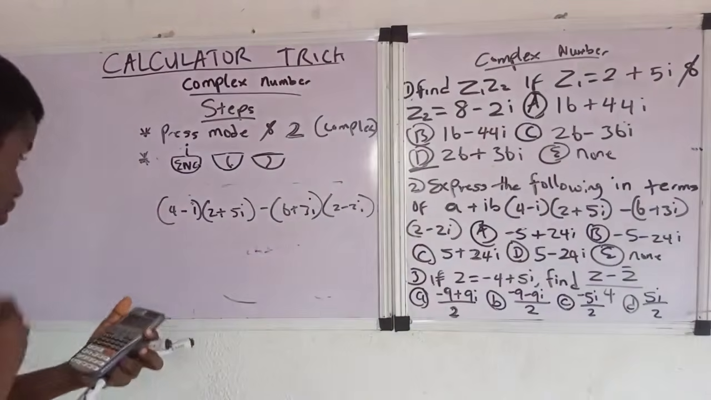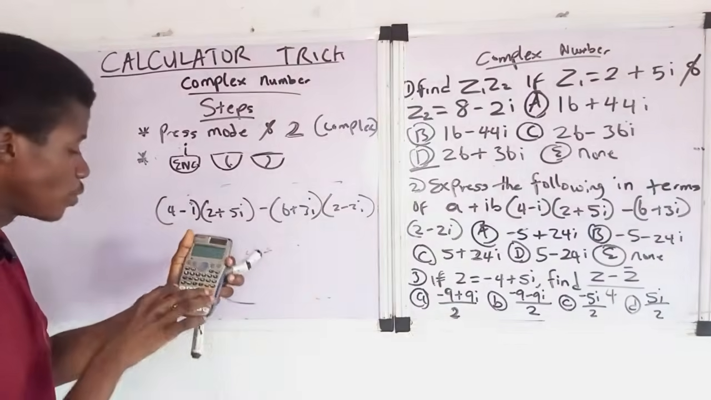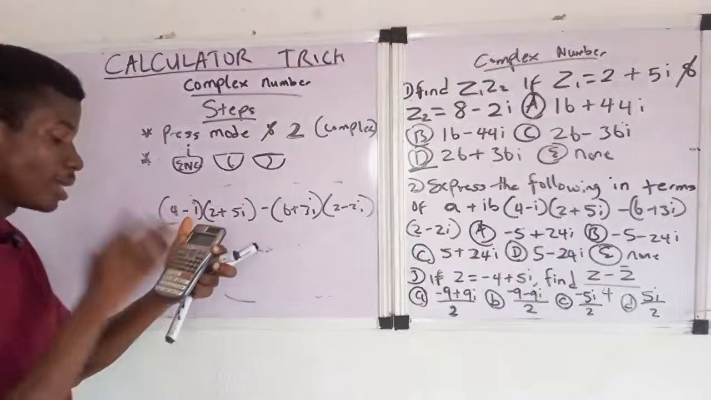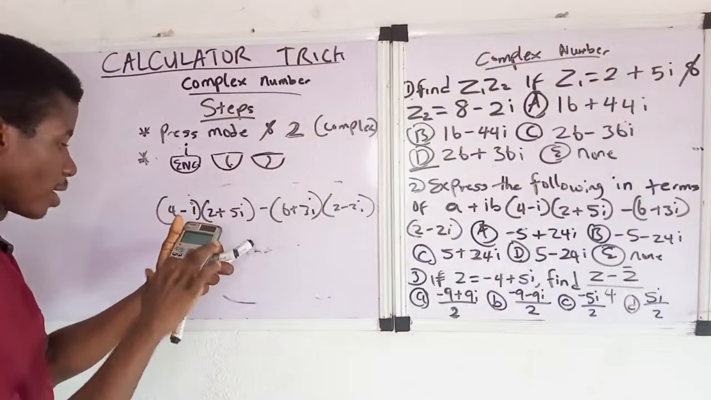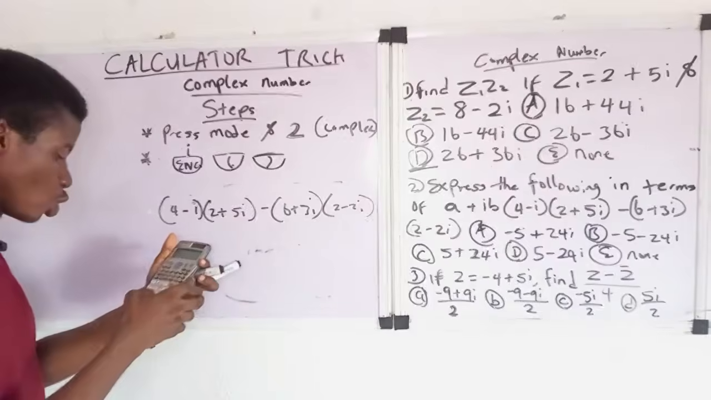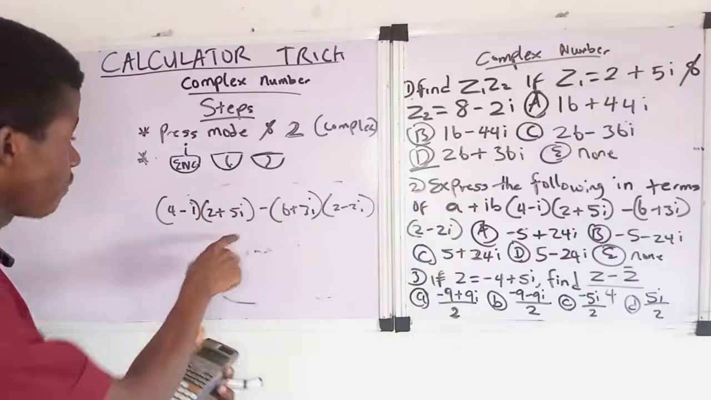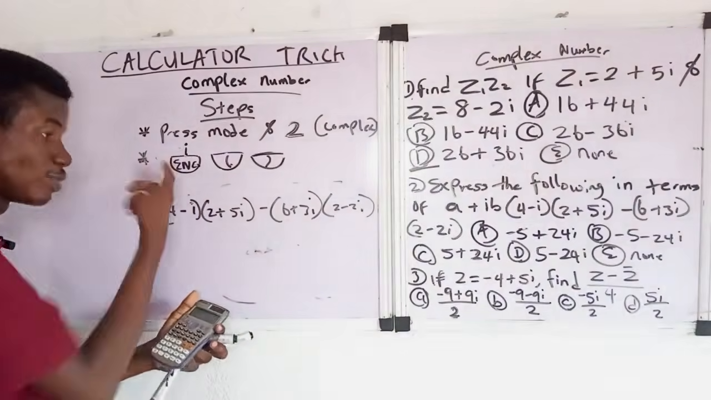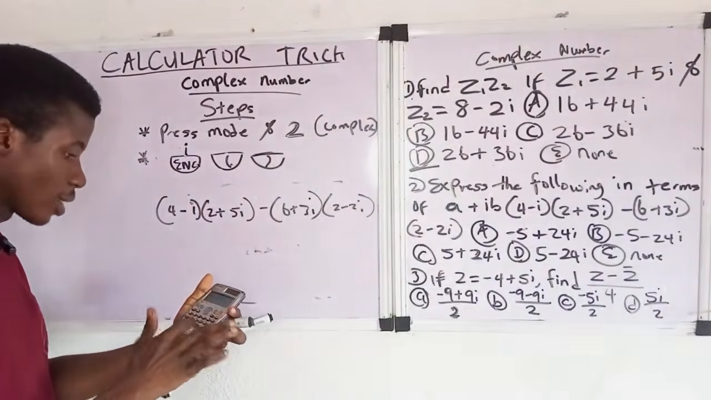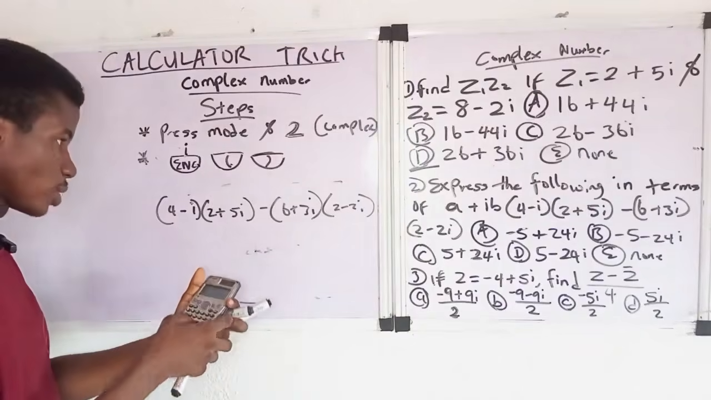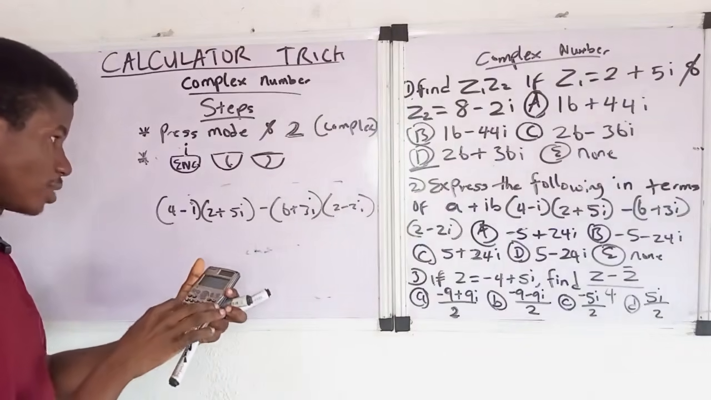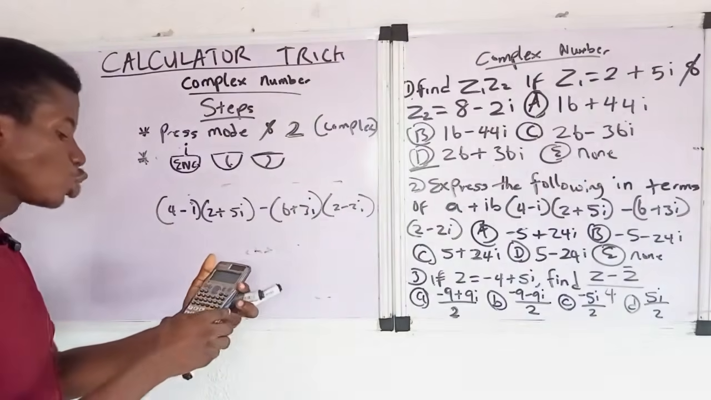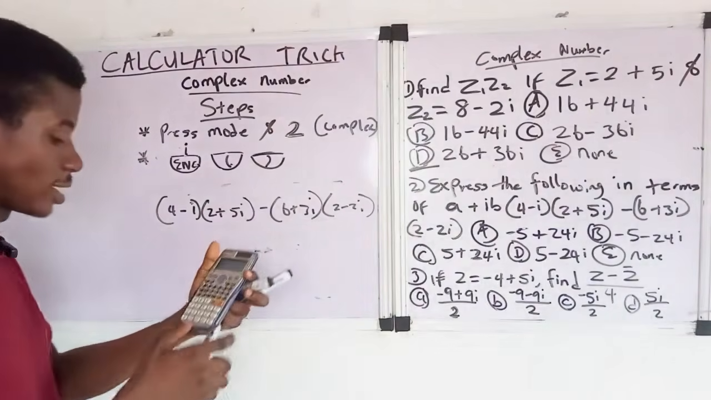So go to your calculator, bracket open, 4 minus. Now, where can you see I in your calculator? Ink. Okay, yes, press ink, bracket close, bracket open, 2, then plus 5, then press ink, which is I. Press ink, bracket close, then minus, bracket open, 6 plus 3, then I, which is ink, then bracket close, then bracket open, 2 minus 2I, right?